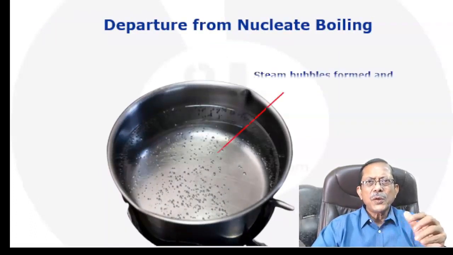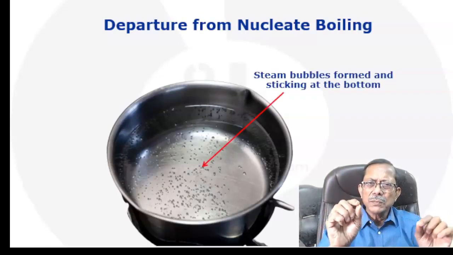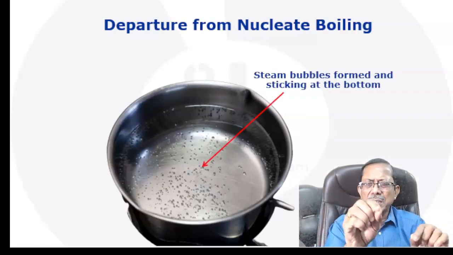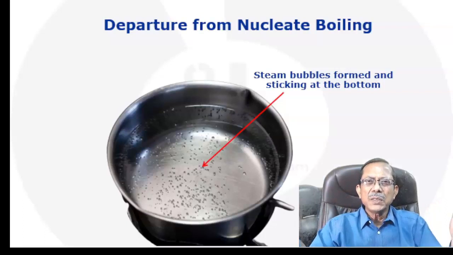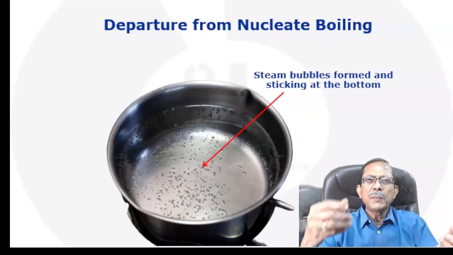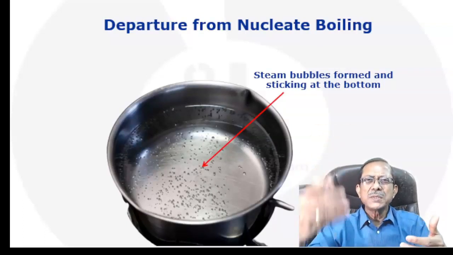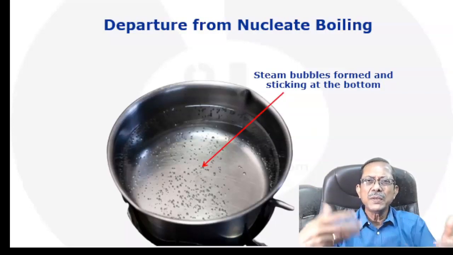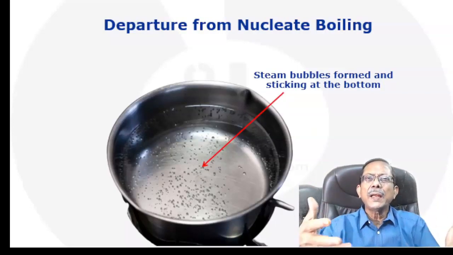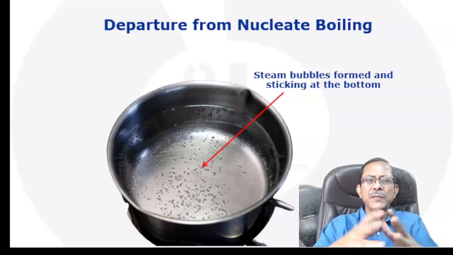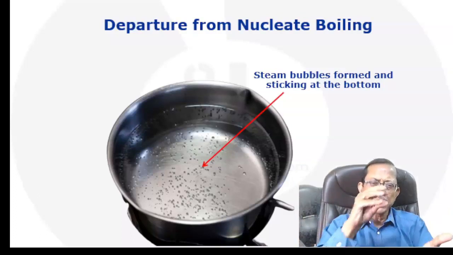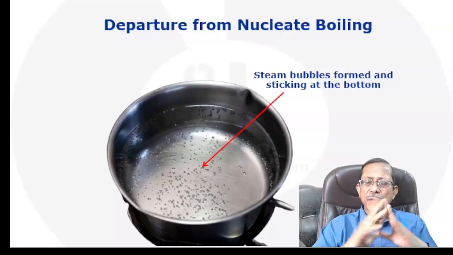Over a period of time, the steam bubbles stuck at the bottom will grow in numbers, and then suddenly you will find one bubble coming out, then two bubbles, then quite a few bubbles coming out frequently, and after some time you are going to have nucleate boiling. That means steam bubbles are not going to stick to the surface. But initially it is not so. Initially steam bubbles will definitely get stuck.